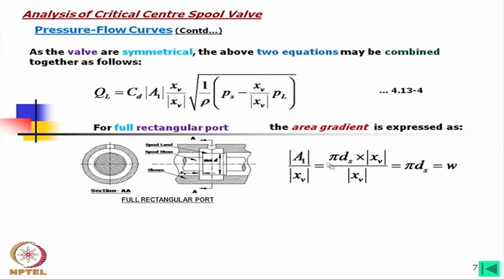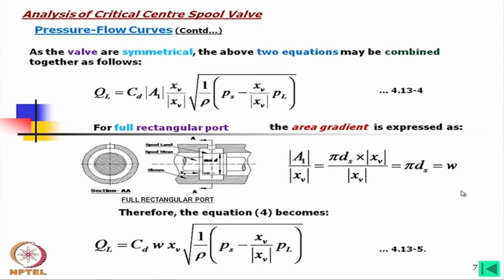So, pi d s, and then it becomes x b divided by x b, because this is always positive. So, we get pi d s, which is nothing but the width of the rectangular port. Therefore, these equations finally we can write in the form, where we replace this by W and write in this form. Now, we shall use this equation further for the analysis of the critical center valve.